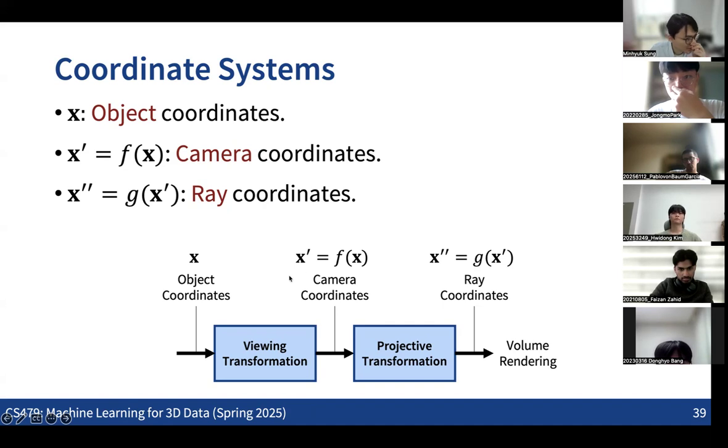So we are basically having a bunch of transformations, and then we're going to compute the volume rendering equation in the ray coordinate system after doing all the conversion. So this is the basic idea about the coordinate systems we are going to use.